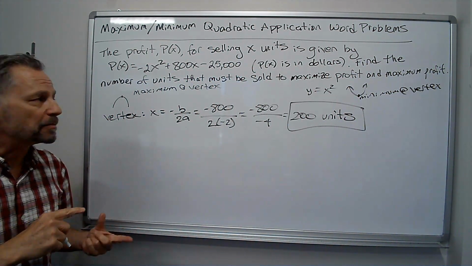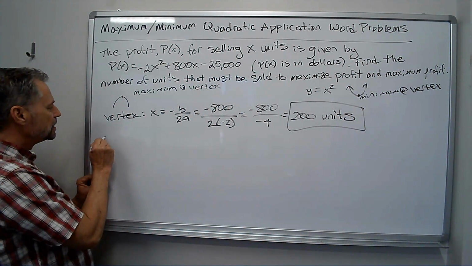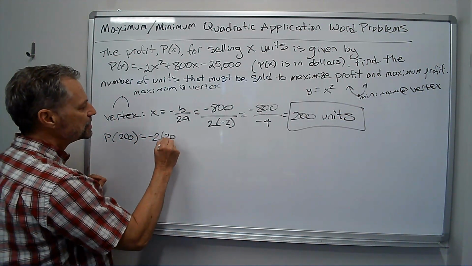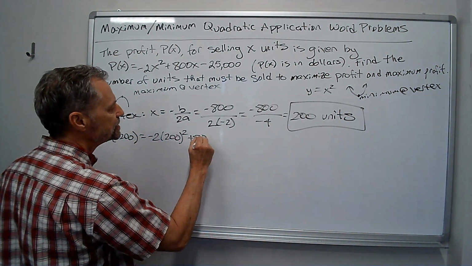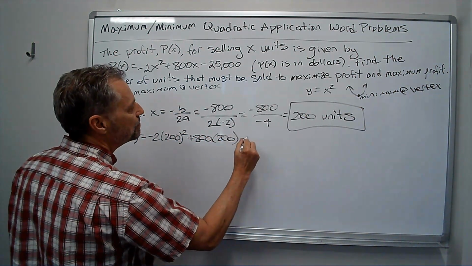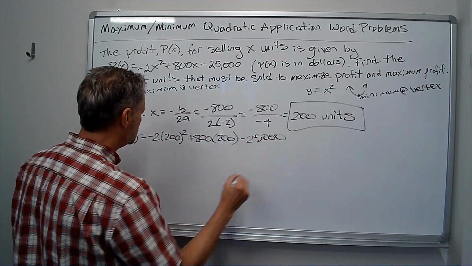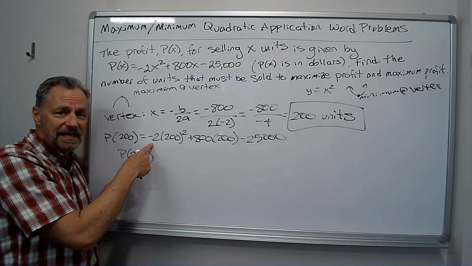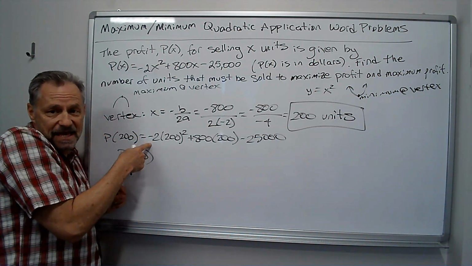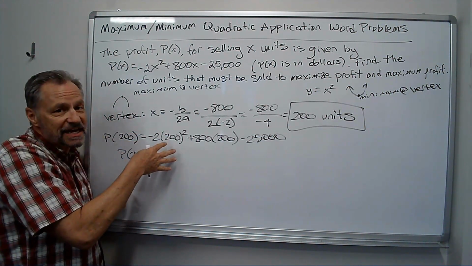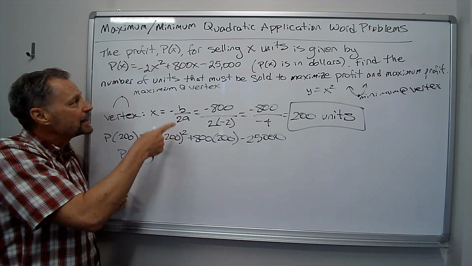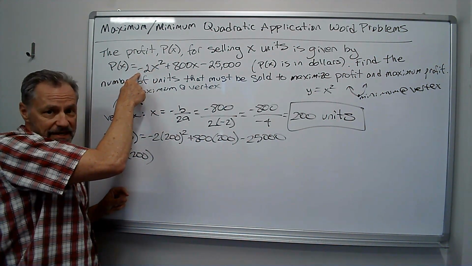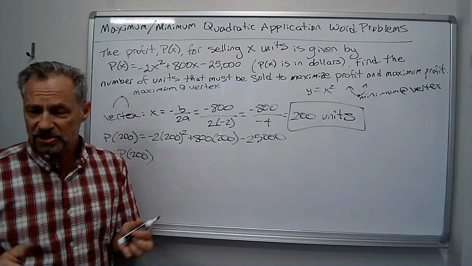Well, what is the maximum profit? Well, I just plug it into the profit function. So I say, oh, P of 200 is negative 2 times 200 squared plus 800 times 200 minus 25,000. Now notice I'm not squaring the negative here, and a lot of people see that if it's like a negative 2, but if it's just negative x squared, they want to square the number. If it's just negative x squared, you square the x, the number, and then you make it negative. So be careful about that. I have a lot of students who will mess that up.